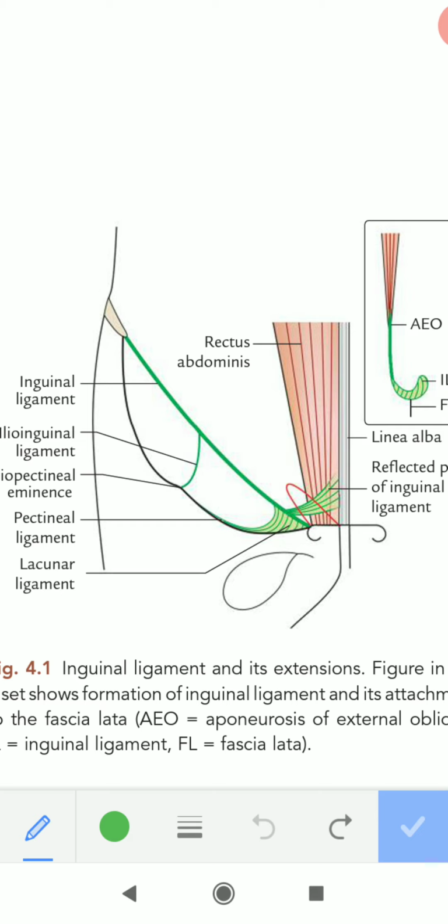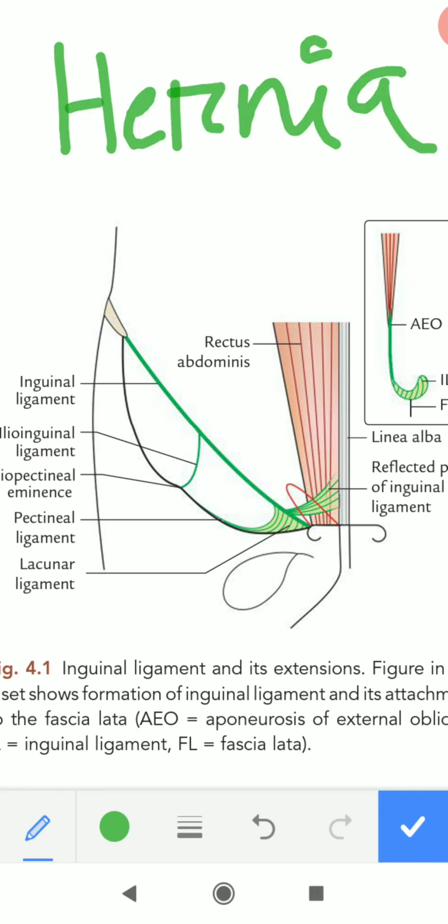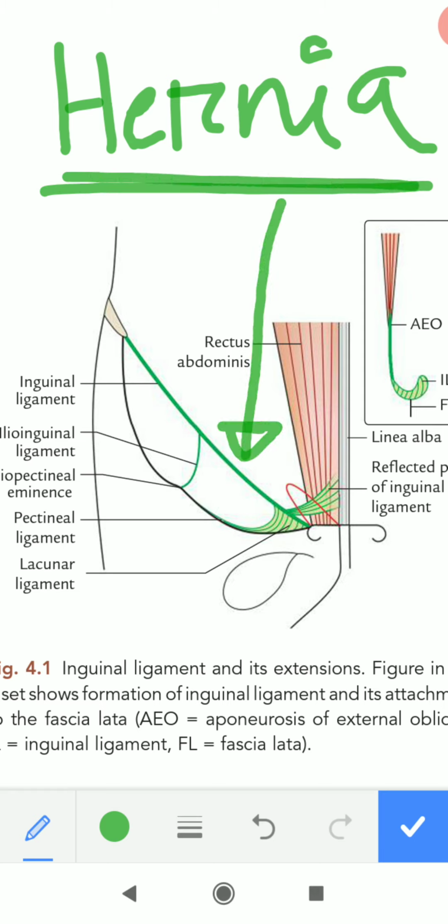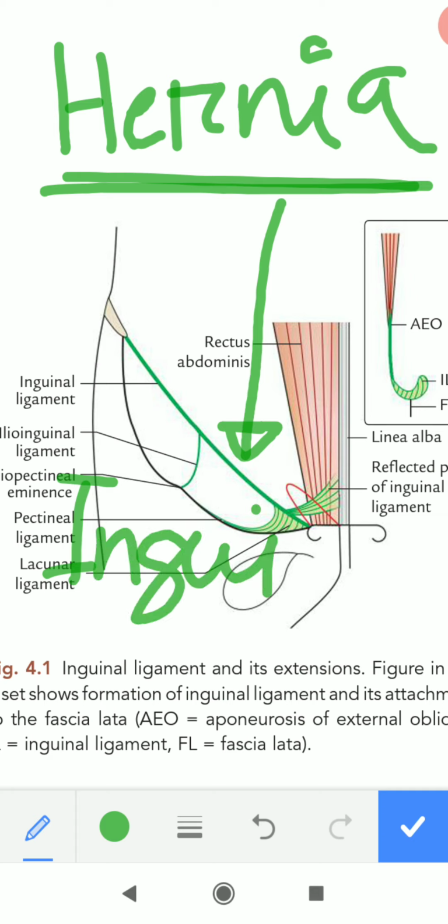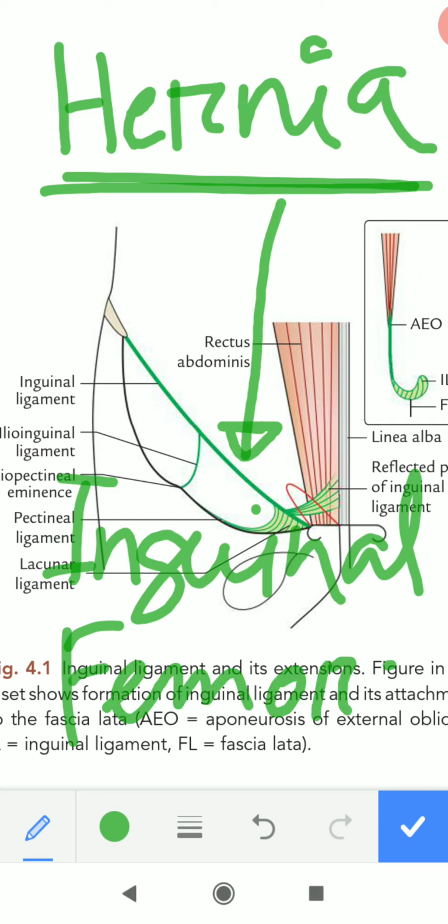The clinical view, we already told you, clinically this region is very important because most of the hernia usually takes place in this region. Later on we will talk about two important hernia: one is inguinal hernia, another is femoral hernia. Besides this, there are various types of hernia such as incisional hernia, umbilical hernia, epigastric hernia, and so on.